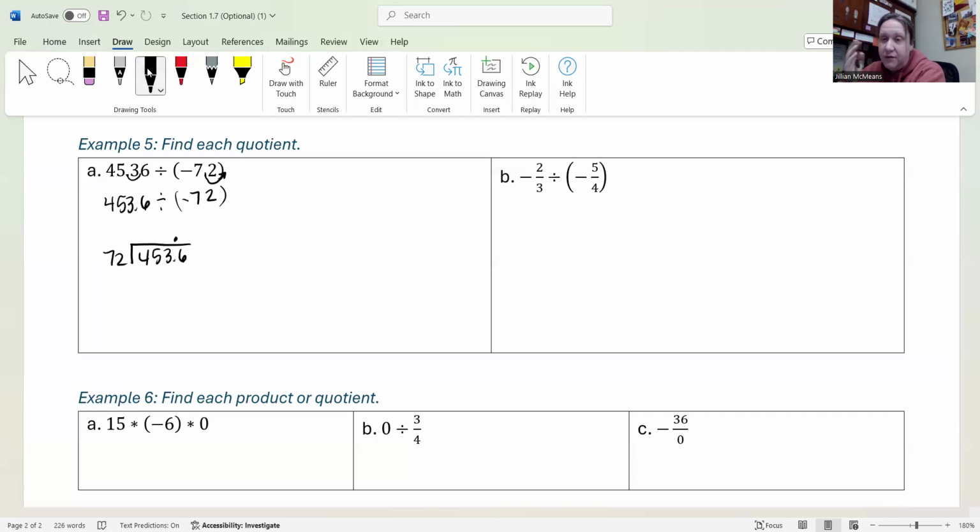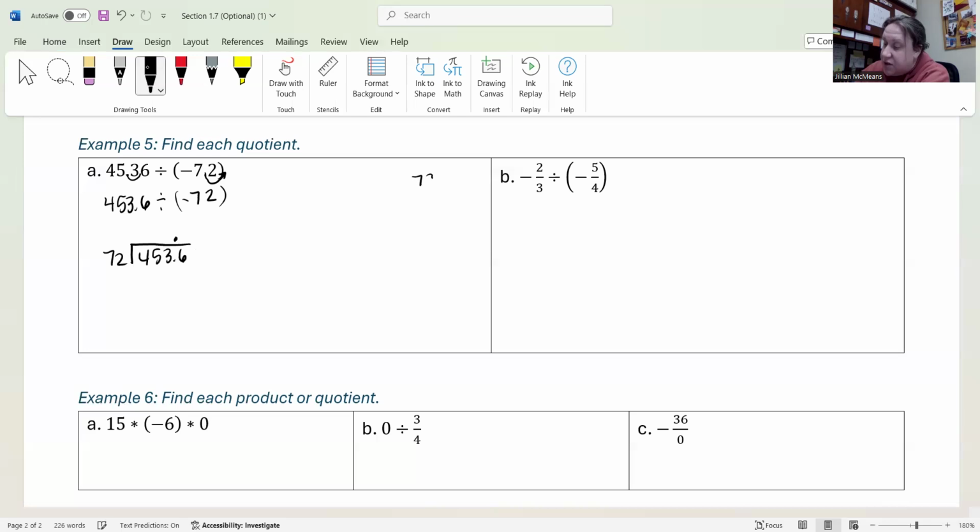So I start by kind of estimating. I'm like, well, 72 is close to 70. 453 is close to 450. So then I really ask myself, how many times would 7 go into 45? Well, 7 would go into 45 6 times. So let's just start there.